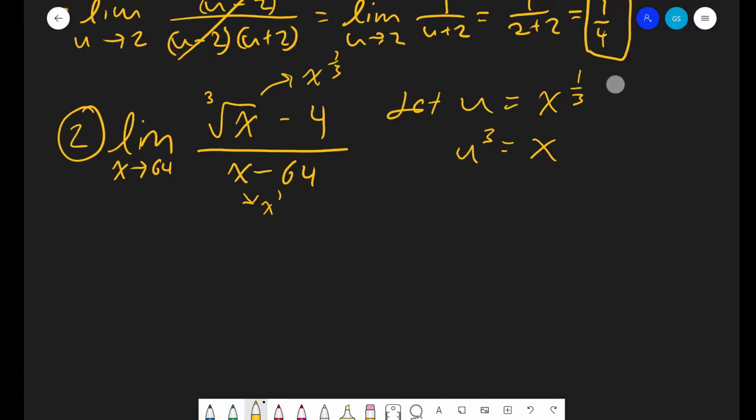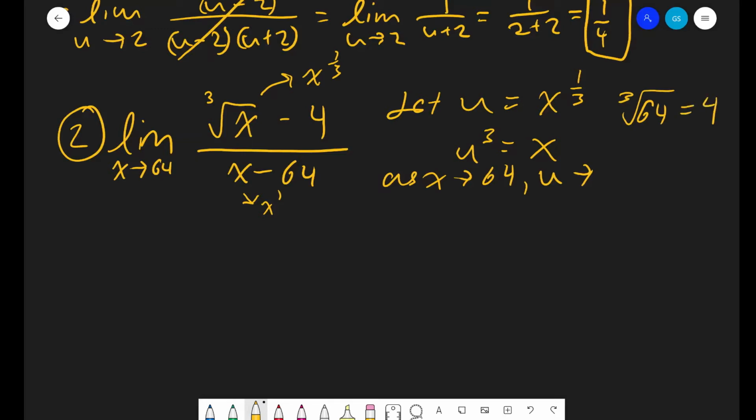So we have now changed it in terms of u. Now we need to know what is u approaching as x is approaching 64. As x approaches 64, u approaches what? Well, we can put that in. So 64 under the cube root, well, that just gives us 4, right?